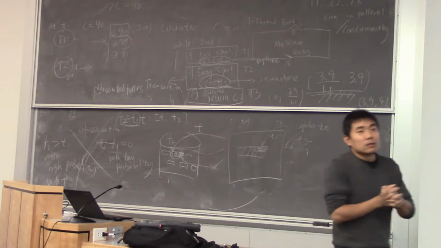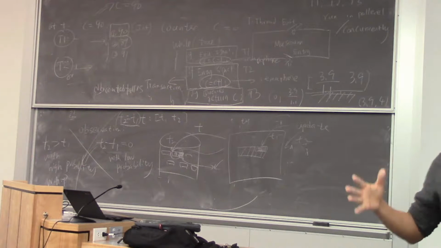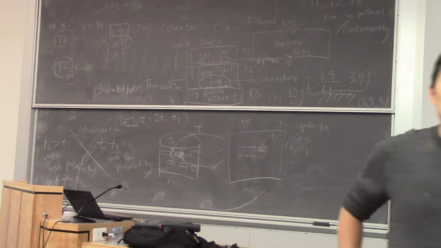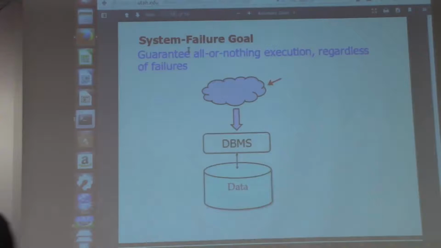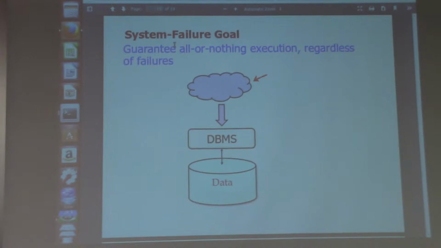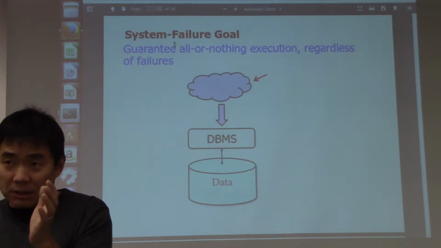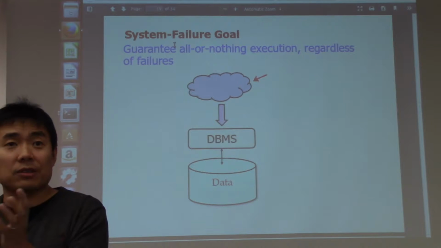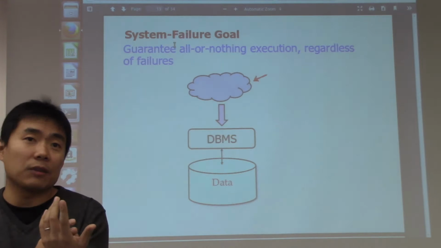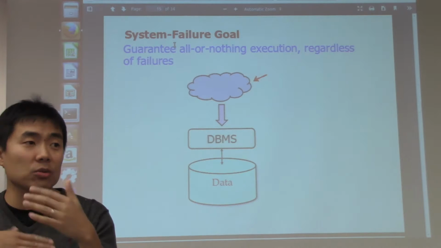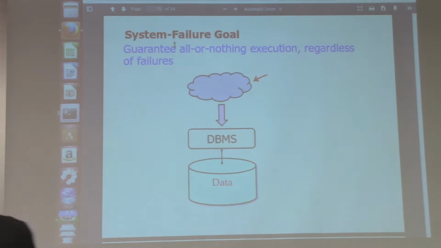Okay, so to be more precise, what we mean by resilience to system failure, transaction guarantee all or nothing execution in a database management system, regardless of what kind of failures you have. All or nothing means that the entire transaction is atomic. Either all the statements in the transaction get executed, or none of it gets executed. You never have a partial state in transaction. I'll show you.